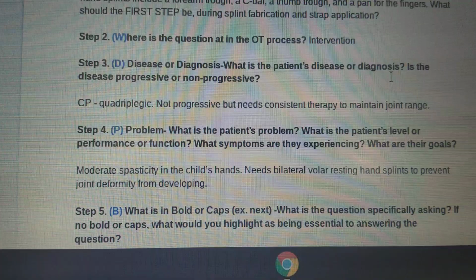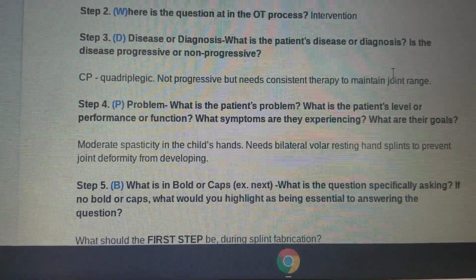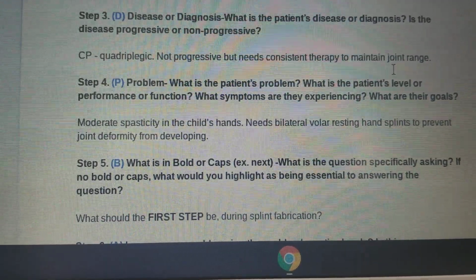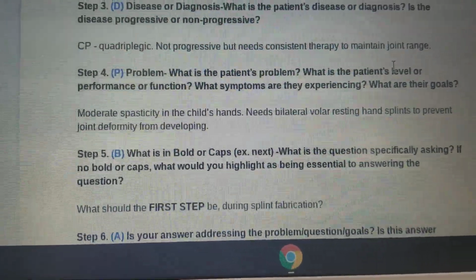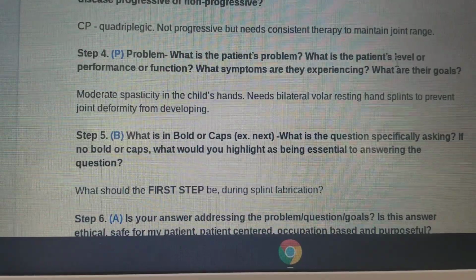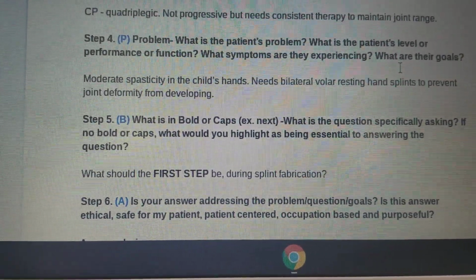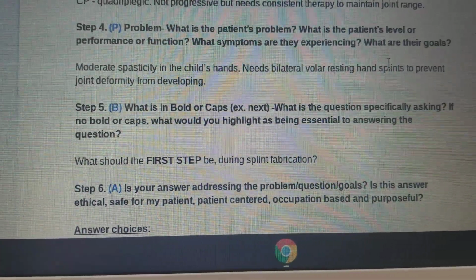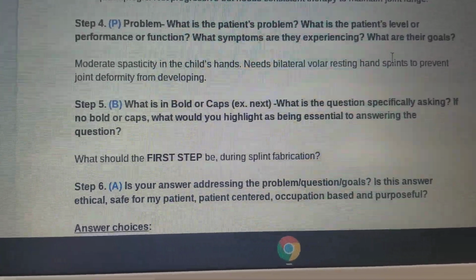So we want to pay attention to the patient's problem in step 4. So what is the patient's level of performance of function, what symptoms are they experiencing, and what are their goals. So we know that the patient has moderate spasticity in the child's hands, needs bilateral volar resting hand splints to prevent joint deformity from developing.